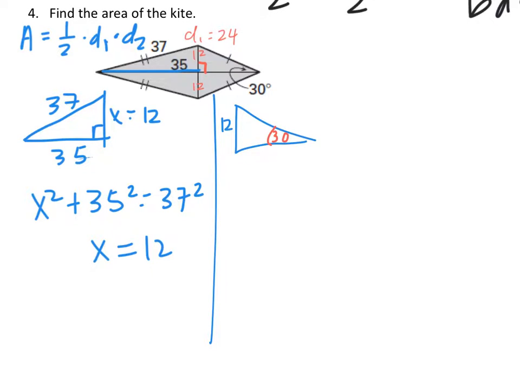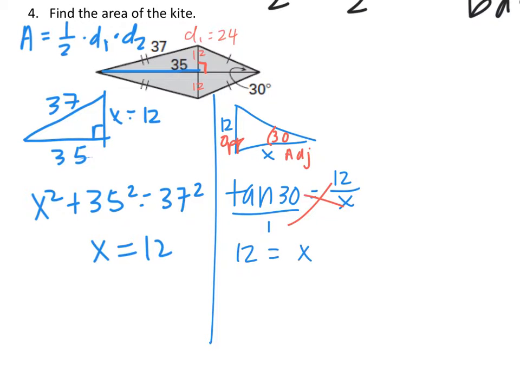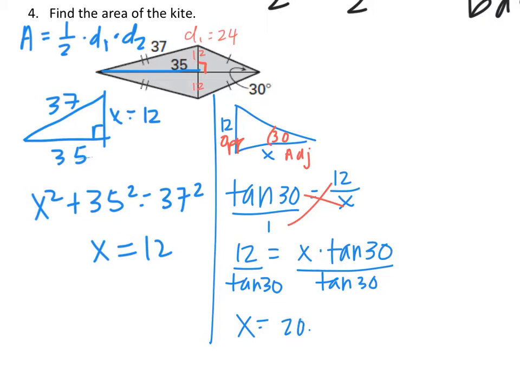So we're going to have to do some SOHCAHTOA. I need to know the base. So let's label those. We've got 12 as our opposite. X is our adjacent. So just like we did up above on the first video, we're going to use tangent. So tangent of angle 30 equals opposite over adjacent. Let's set that over 1 so we can cross multiply. We get 12 equals x times tan 30. And then I'm going to divide out that tan 30. So x equals 12 divided by tan 30. When we put that in our calculator, we get 20.7.